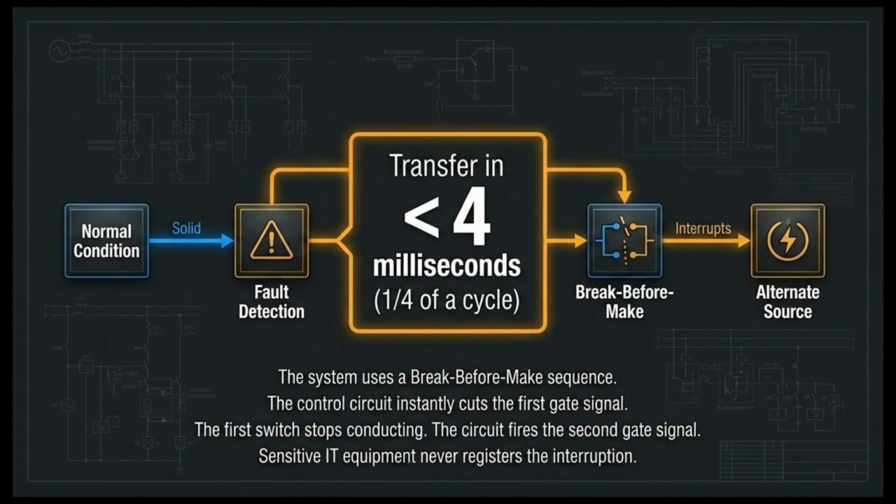The STS uses a break-before-make sequence, instantly cutting the first gate signal and firing the second. The transfer happens in less than 4 milliseconds, preventing sensitive IT equipment from registering the interruption.